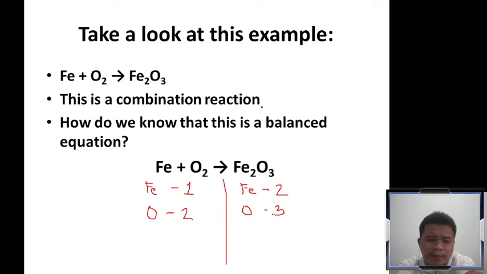Now, I will provide you some guidelines. Actually, there are a lot of methods that you can use to balance chemical equations. For this lecture, I will be focusing more on the, how do you call this, the trial and error method in balancing chemical equations.